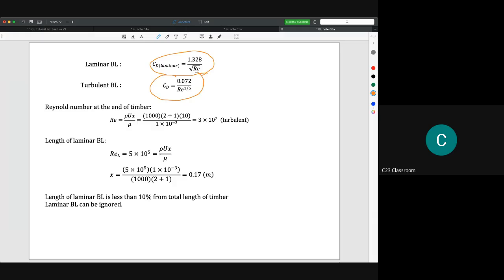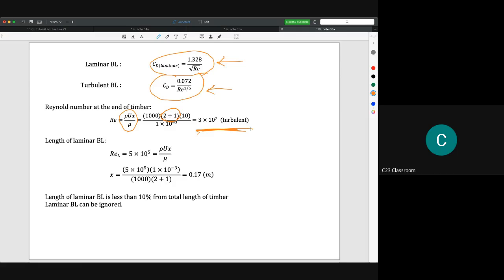So we take the capital D, the drag coefficient. For laminar it is here and for turbulent it is here. What we need to do is check whether the Reynolds number is turbulent or not. So we check rho ux over mu, and again, please make sure that the velocity here is actually the relative velocity. So we use 2 plus 1, and then we calculate and found it is equal to 3 times 10 to the power of 7. So we assume it is fully turbulent now.